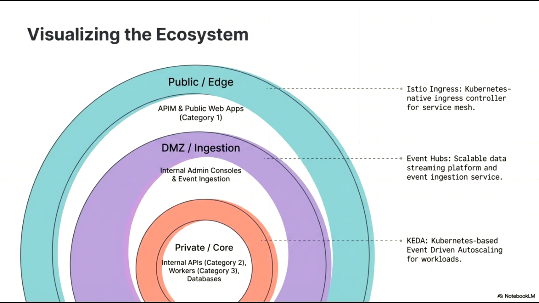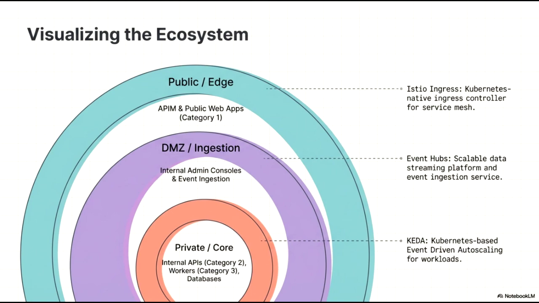for internet-facing traffic. This layer hosts our API management and Category 1 public web applications. We employ Istio Ingress here as a Kubernetes native ingress controller to manage service mesh traffic and security at the perimeter. The middle layer is the DMZ or ingestion zone, acting as a secure buffer for internal administrative consoles and event processing. In this tier, we utilize event hubs as a scalable data streaming platform and event ingestion service to handle high-volume data before it transitions to the core systems.